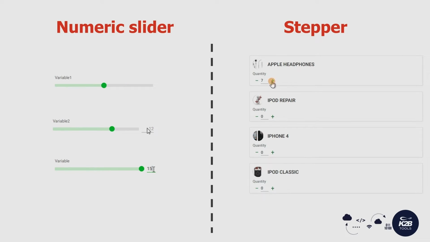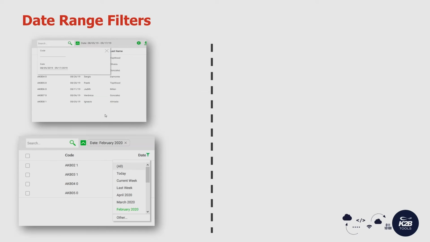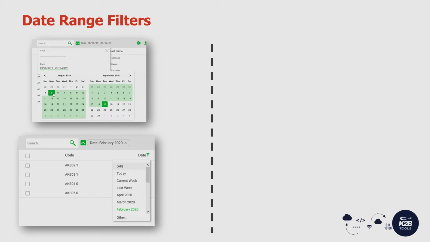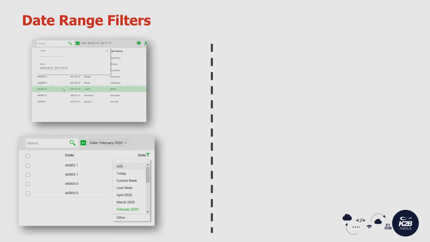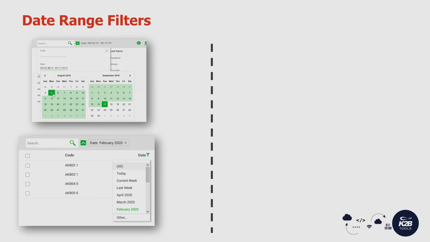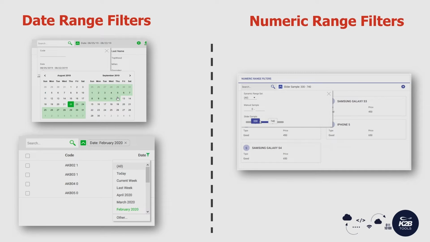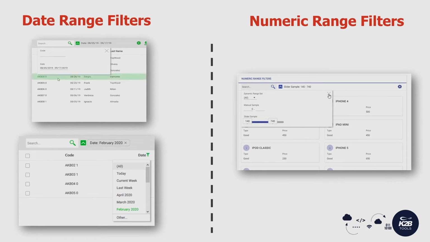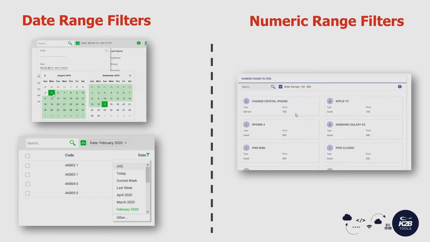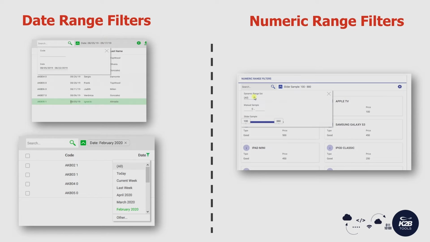You also have numeric sliders, steppers, also for numeric fields. Also for filters, you can choose, for example, day ranges in a calendar. You can choose from to, or semantic filters where you can say, okay, let's see what happened in the last 120 days or in February 2020. You can also use numeric range filters. For example, in a slider, you can choose the from and to in a very straightforward way.